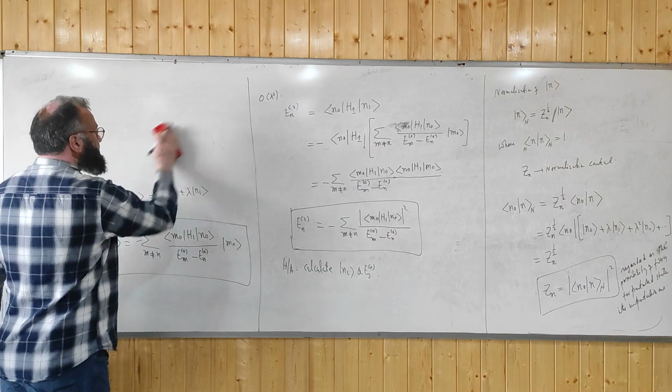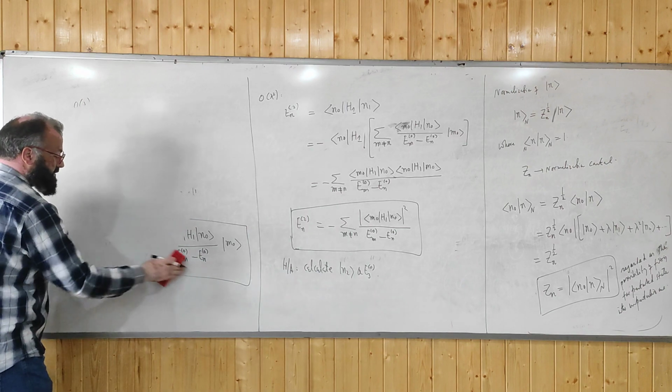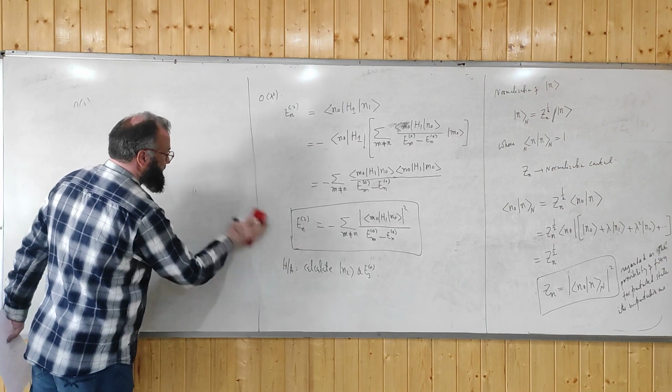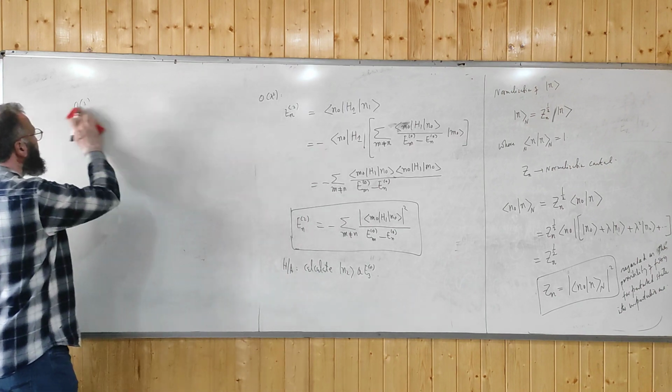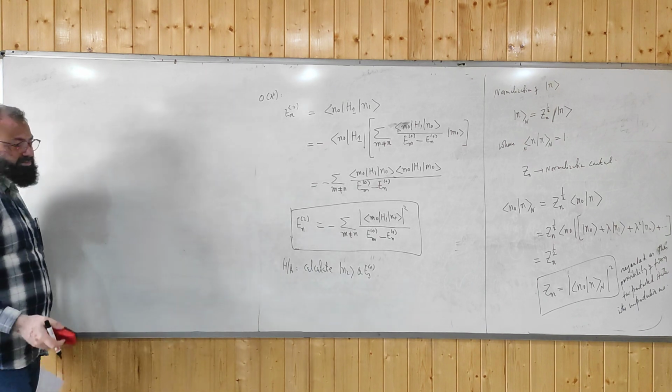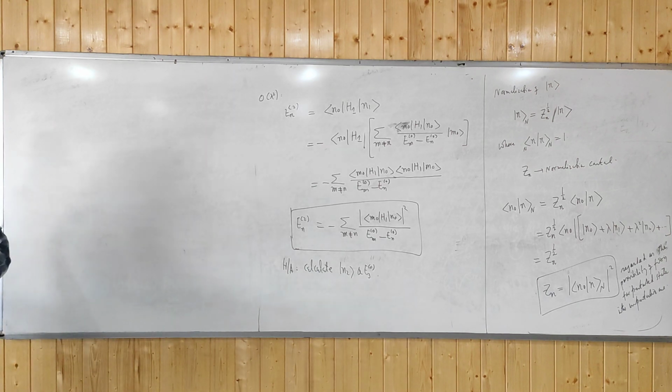We call this Zn sometimes the wave function renormalization. Renormalization means correction. So it is sometimes known as wave function renormalization. Okay, let's calculate it.